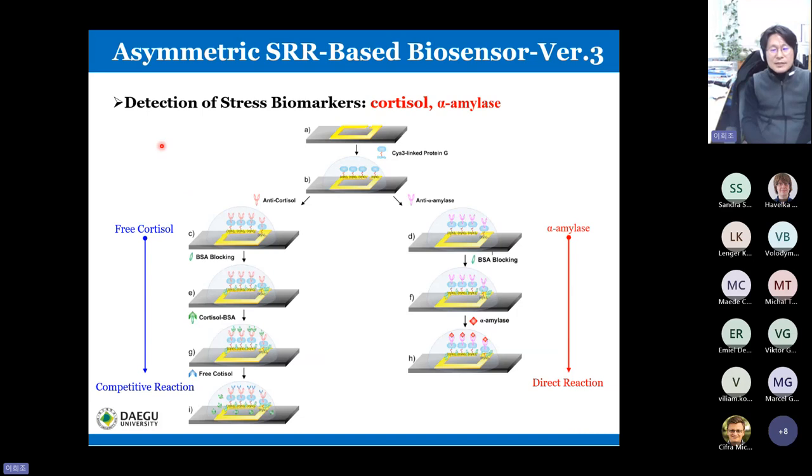Okay, this figure shows the two types of bioprocessing for cortisol and alpha-amylase detections. One type is competitive reactions, and the other is direct reactions.